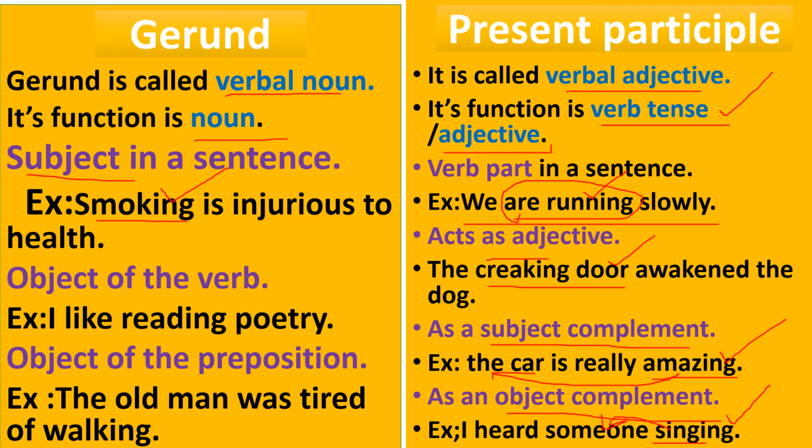Next one, object of the verb. Here verb plus ing is reading. Here this verb plus ing acts as object of the verb, that is like. When verb plus ing acts as object of the verb, that verb plus ing is called gerund, not present participle. Object of the preposition. The old man was tired of walking. Verb plus ing is walking. This verb plus ing is the object of the preposition. When a verb plus ing is object of the preposition, that is called gerund, not present participle.